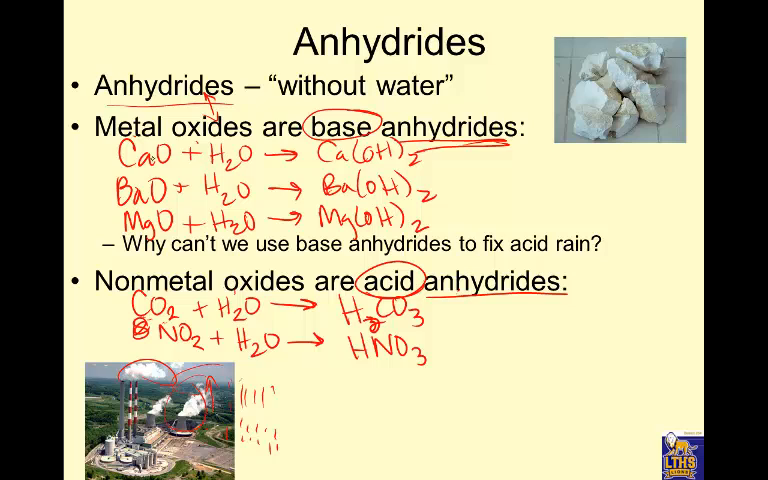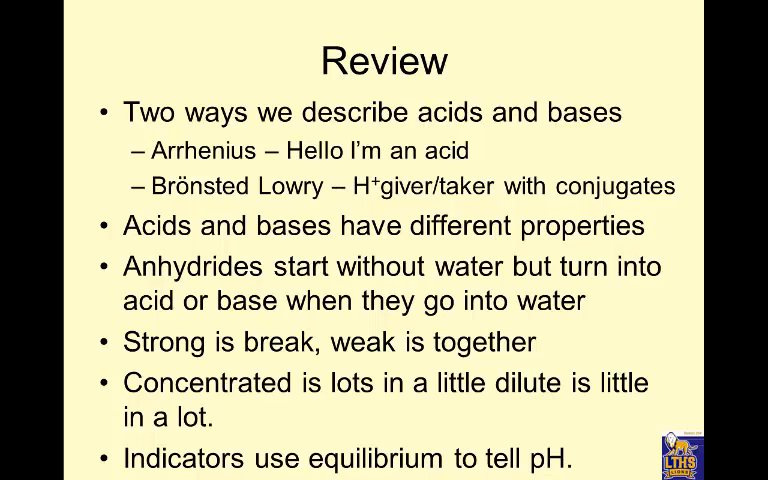Metal oxides are going to be solids because it's an ionic compound. Those are going to be solids. And so they don't make acid rain because first of all they make bases. But then why can't we just use base anhydrides to fix acid rain? So these solids, we can't release solids into the atmosphere because they don't go up into the atmosphere. So we can't use them. Sorry, Charlie.